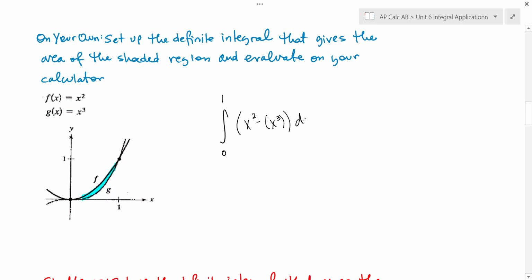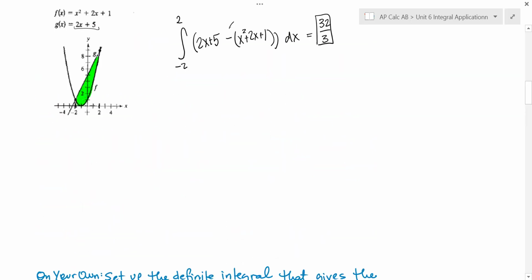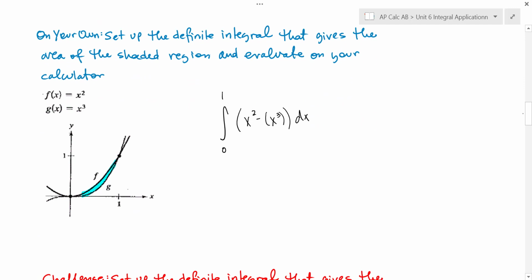I would always put that in parentheses. It doesn't matter when the function is just a single term, but for example, on that previous one, if you had to do this by hand, you would have to distribute that negative to every single term, and I just don't want you to forget that. And all you're doing is plugging this in your calculator, and you get 1 over 12. If you want to say units squared, that's fine with me.